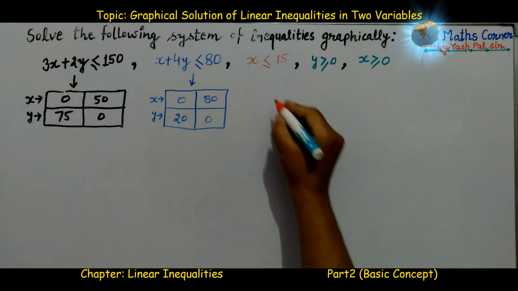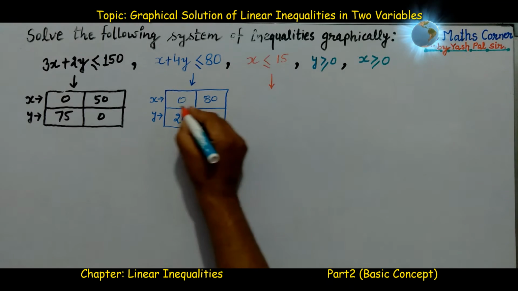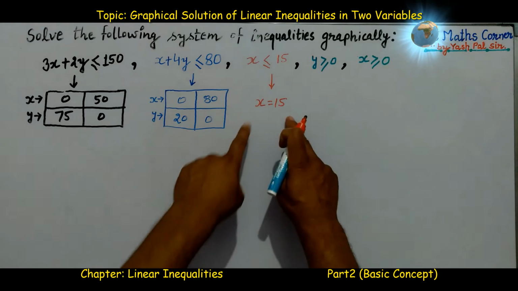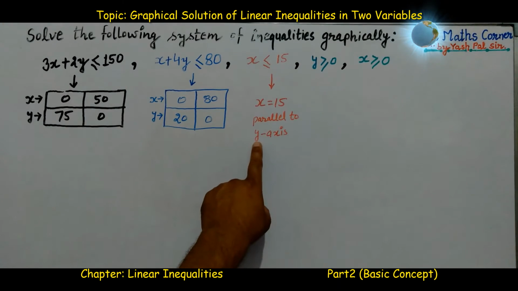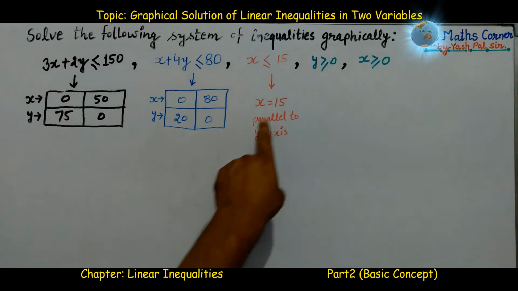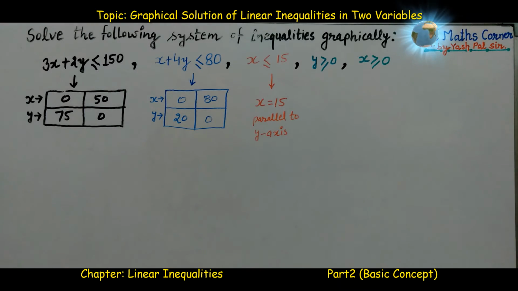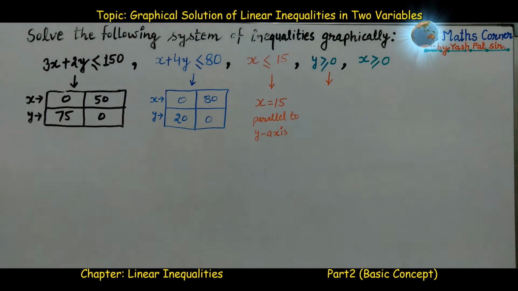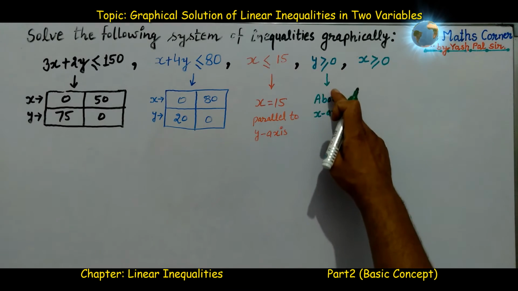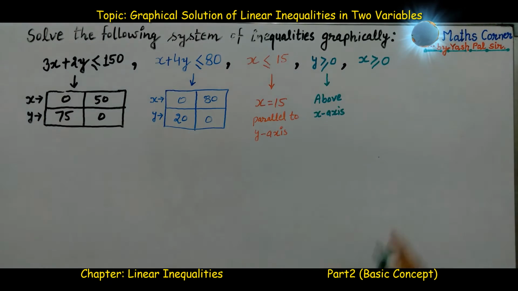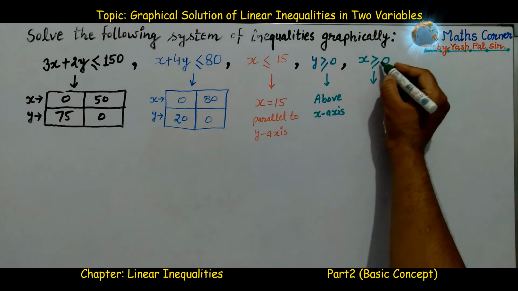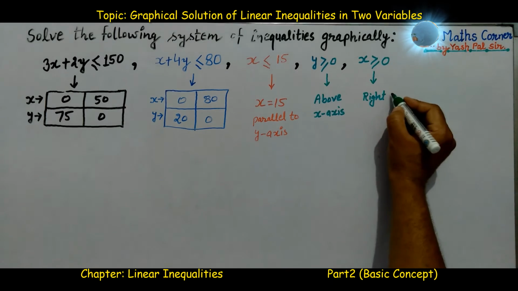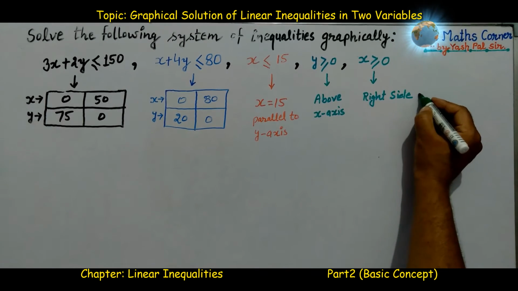Here there is no need to make this box, as x is equal to 15 is the straight line which is parallel to the y-axis. Again, y is greater than or equal to 0 means above the x-axis. Similarly, x is greater than or equal to 0 means the right side of the y-axis.